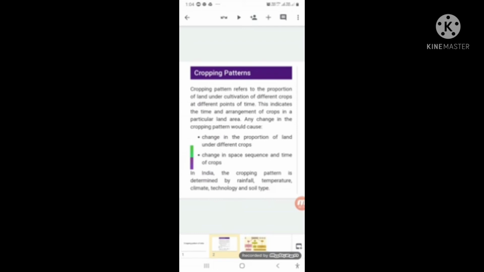Students, any change in the cropping pattern would cause a change in the proportion of land under different crops. It can also change the space, sequence, and time of crops. These two changes can occur. In India, the cropping pattern is determined by different factors.